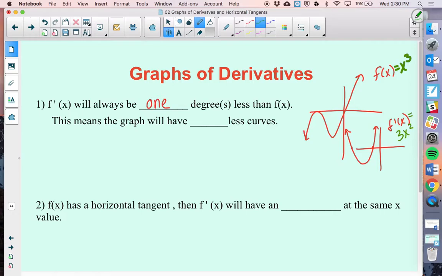This means that the graph will have 1 less curve. So if we started with 2 curves, then we go to 1 curve because the degree is decreasing by 1. Okay, the second thing about your graph: if f of x has a horizontal tangent, then f prime of x will have an x-intercept.